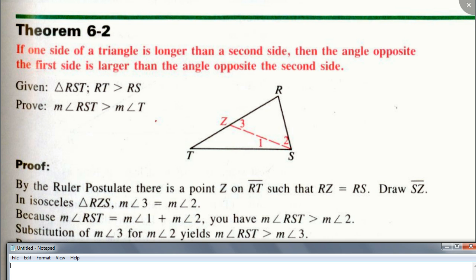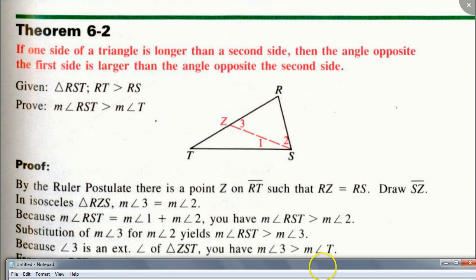How about Kristen? It's going to be greater than either one of those remote interiors. So it's got to be that angle 3 is greater than angle T. Can I say this right now, right here? Yes, I can. Because angle T is going to be less than angle 3. In other words, angle 3 is greater than angle T. Can we not say that? Because of what? The exterior angle inequality theorem, right?